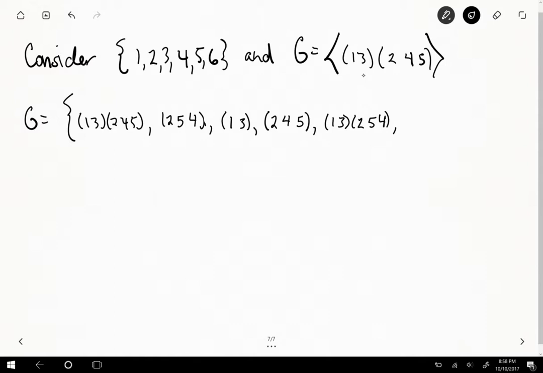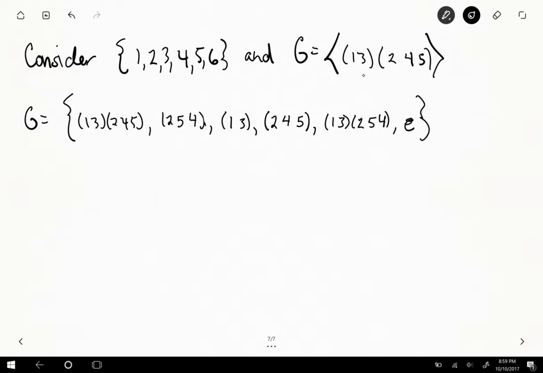Notice your 1 goes to 3 and 3 goes to 1. So 1 goes to itself. 2 goes to 5 and 5 goes to 2, so 2 goes to itself. 3 goes to 1 and 1 goes to 3, so 3 goes to itself. 4 goes to 2, but 2 goes to 4, so 4 goes to itself. And 5 goes to 4, and 4 goes to 5, so the 5 goes to itself. So that is just the identity, and notice we start repeating. So G is just those elements.